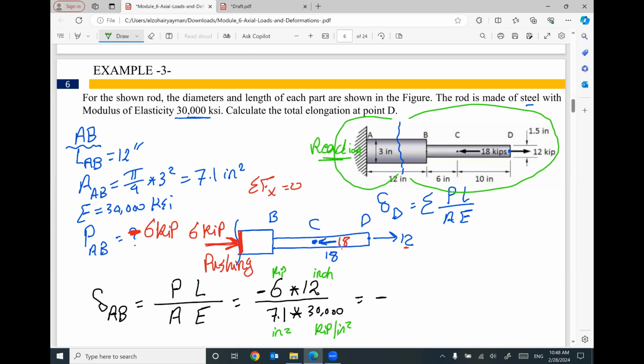Your elongation will be negative 0.00034 inch. This is only for part AB. I will repeat this for part BC.